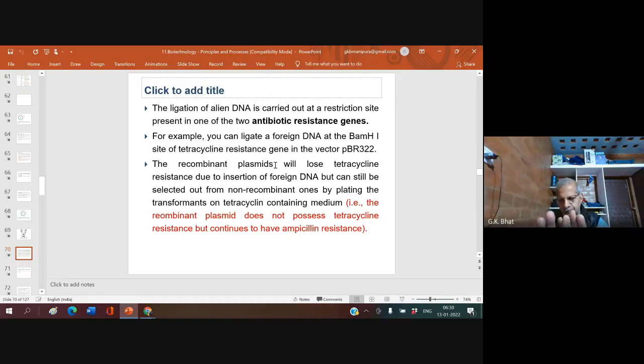Please don't keep quiet. Now we have introduced this recombinant plasmid into some bacteria, some population of bacteria. That means the plasmid with the alien piece of DNA got introduced into the bacteria. Now I wanted to find out which of these bacteria are with the recombinant one and which are with the non-recombinant one.